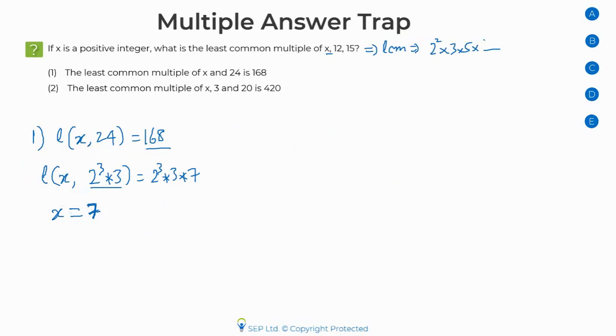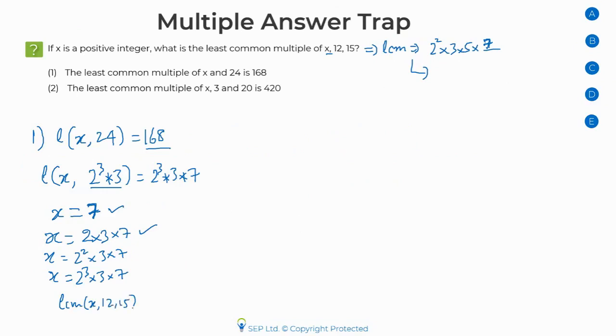So X has to have a 7. But along with the 7, can it have anything else? Did you test cases? Can it have a 2 into 3 into 7? Yes. Wonderful. For these two cases, the LCM will be 2 square into 3 into 5 into 7. In fact, if you take X equal to 2 square into 3 into 7, it will still be 2 square into 3 into 5 into 7. But the moment you take X equal to 2 cube into 3 into 7, the LCM here will change. The LCM of X, 12 and 15 will now become 2 cube into 3 into 5 into 7, which is very different from 2 square into 3 into 5 into 7.